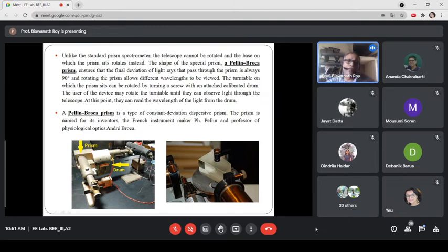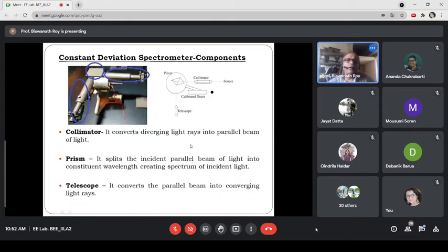So a small opening is there. The lamp is kept within an enclosure. Only light is allowed to come out from the small opening. And this is the collimator. The task of the collimator is to convert the diverging light rays into a parallel beam. And the parallel beam is allowed to be incident on the prism here. So this is the direction of the incoming beam.